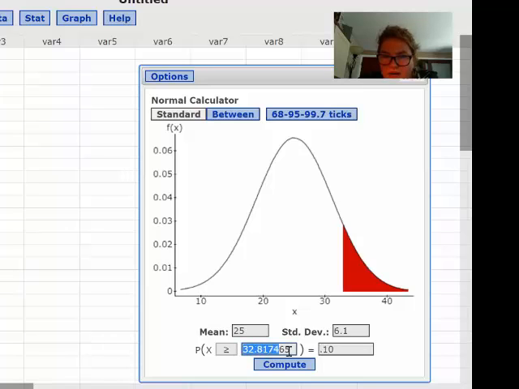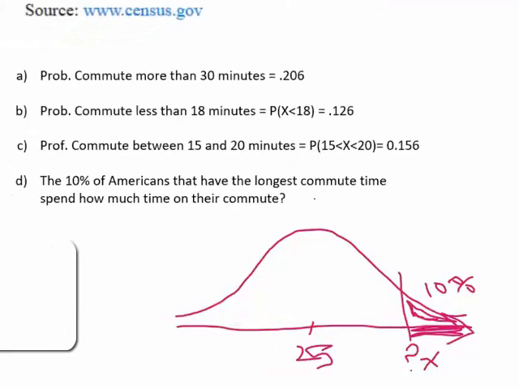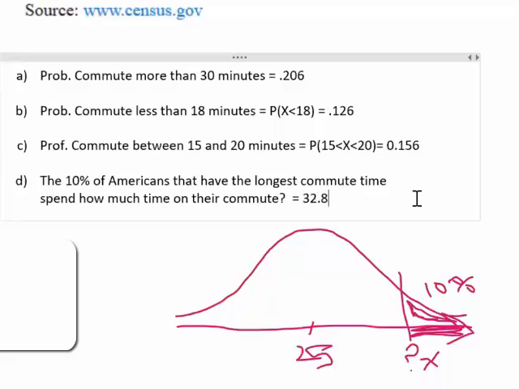And then this box got filled in 32.8. So this right here is about 32.8 minutes, right? Here's that average of 25. And so the 32.8, this red area is that 0.1. So about 32.8 minutes. So 10% of Americans spend more than 32.8 minutes commute time. 32.8 minutes or more. Right?